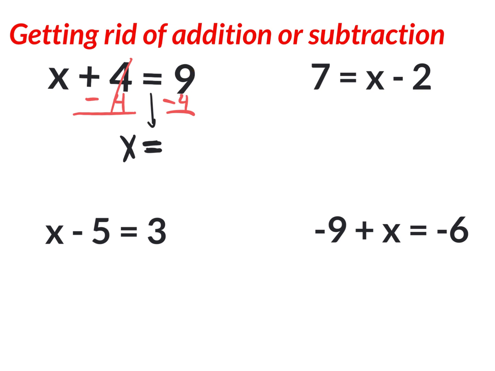And on the right side, 9 take away 4 is 5. So the answer is x equals 5. Let's move on to this next one.